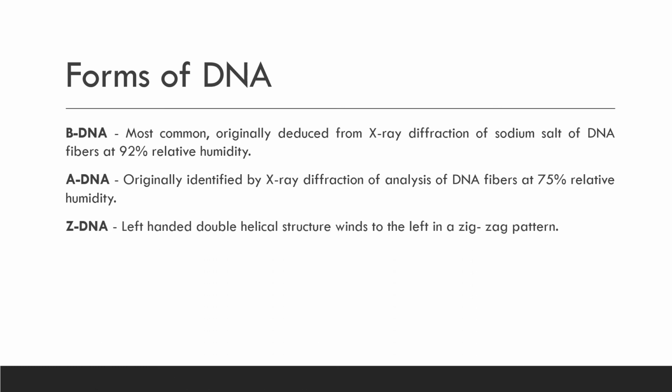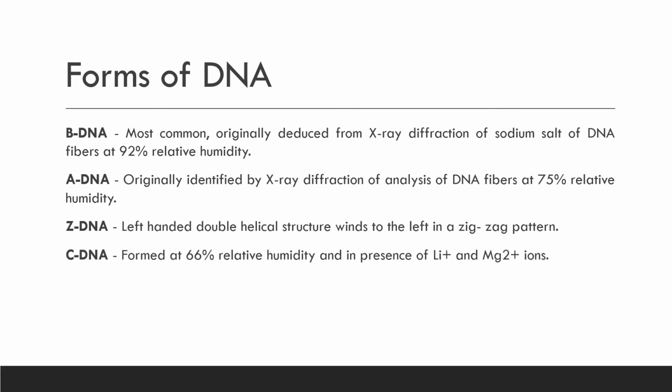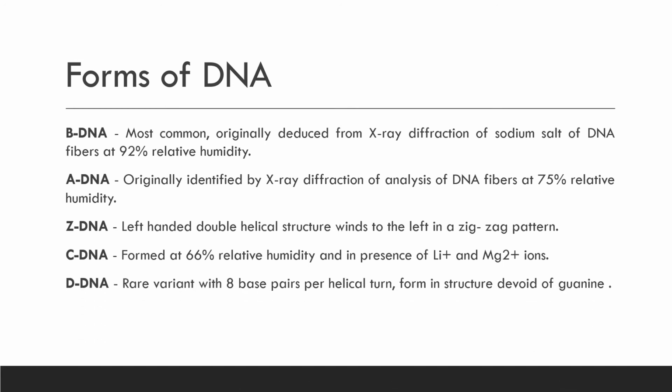Z-DNA is a left-handed double helical structure that winds to the left in a zigzag pattern. C-DNA is formed at 66% relative humidity and in the presence of lithium and magnesium ions. D-DNA is a rare variant with 8 base pairs per helical turn, found in structures devoid of guanine. E-DNA is extended or eccentric DNA.